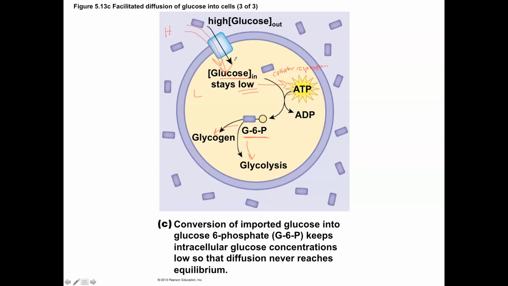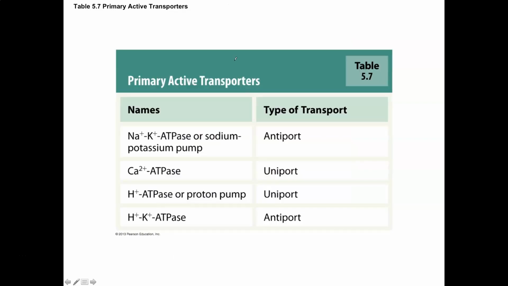The next thing I want to talk about is active transport. So active transport is where we move molecules or ions against a concentration gradient. And in order to do that, there has to be an input of energy. So active transport requires energy in order to move molecules against their concentration gradient.